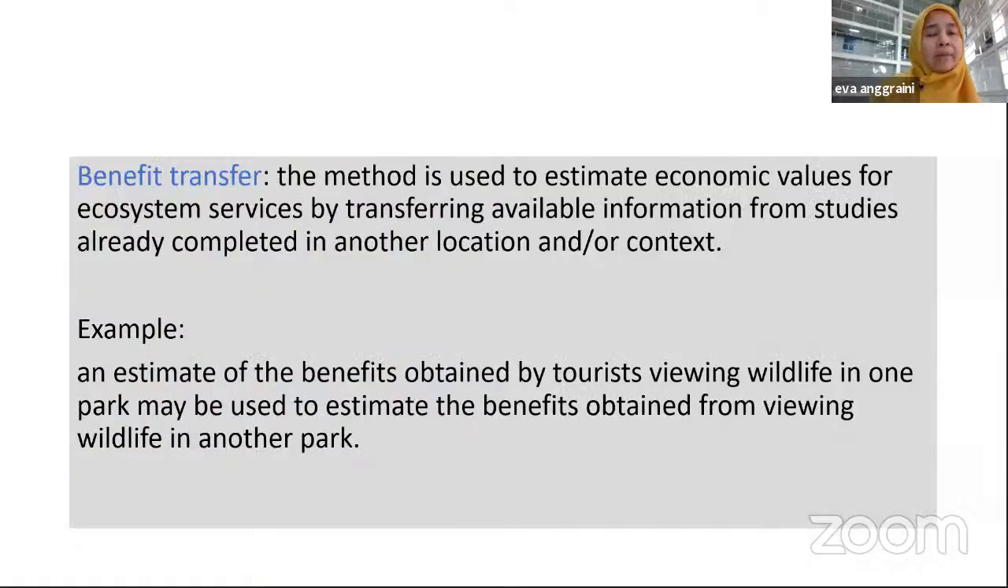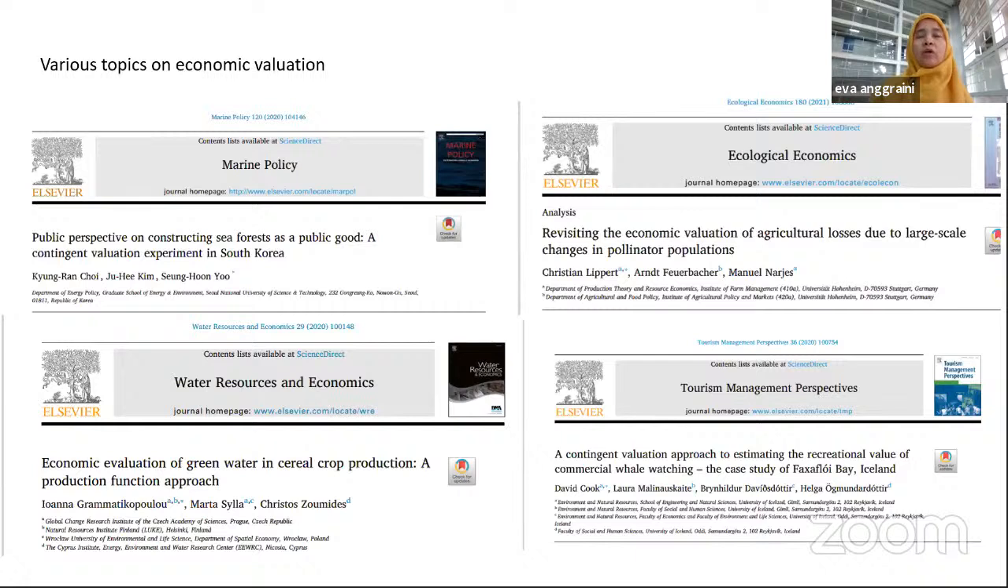And the last method that I explain here is benefit transfer. This is a method used to estimate economic values based on available information from previous studies in another location or context. So we use values produced from other studies, and we have to standardize that value to our study site. And these are various topics on economic valuation. It's a very broad topic, covering many types of ecosystems and functions, environmental services, and so on.